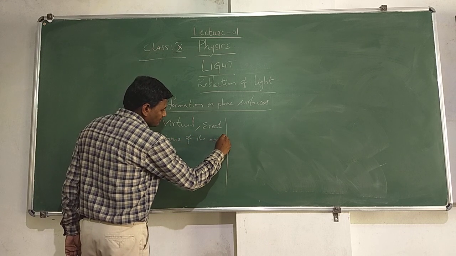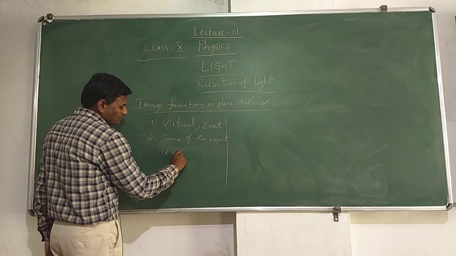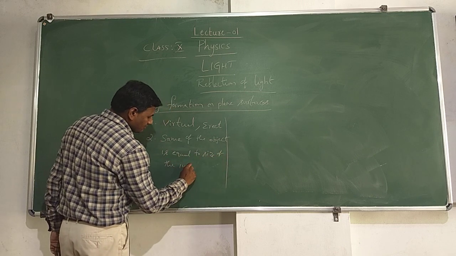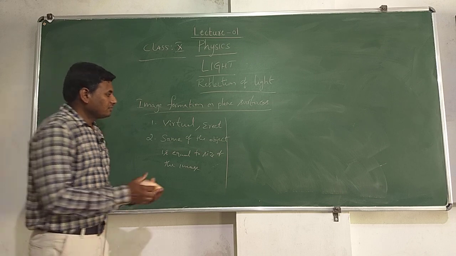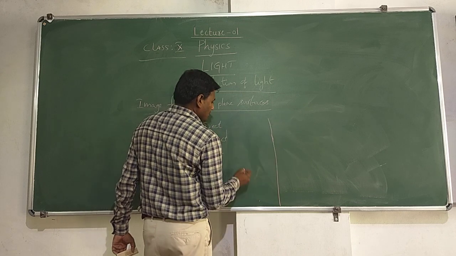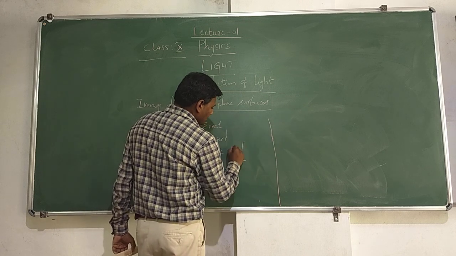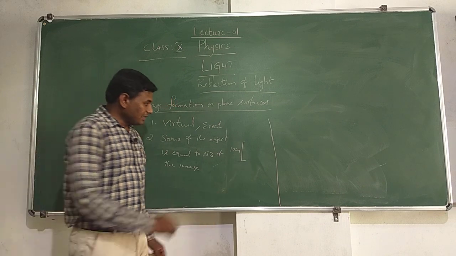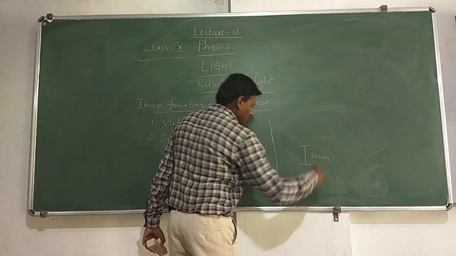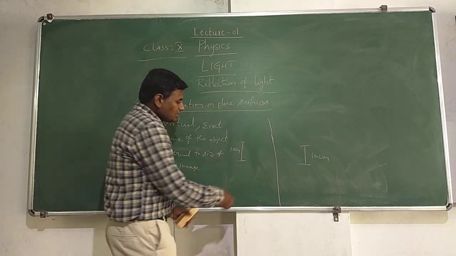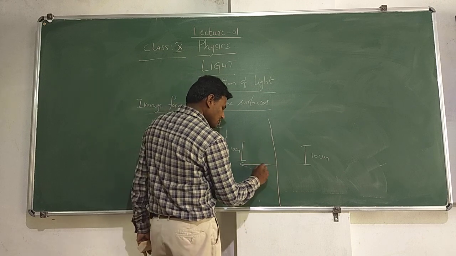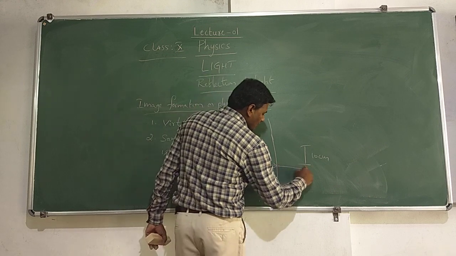Size of the object is equal to size of the image. And for example, consider this as a plane mirror. I am taking an object whose length is 10 centimeters, and I can see its image over here with the same size, that is 10 centimeters. The distance between the mirror and the object, this is the object, and this distance, consider this is 1 meter and this will also be 1 meter.